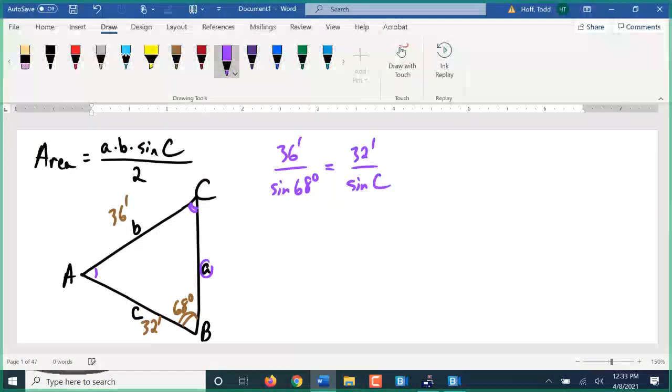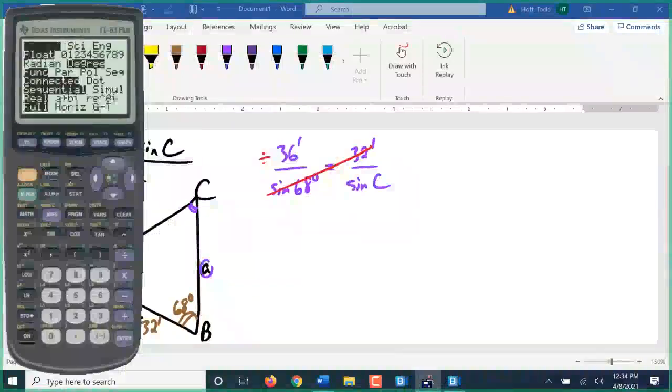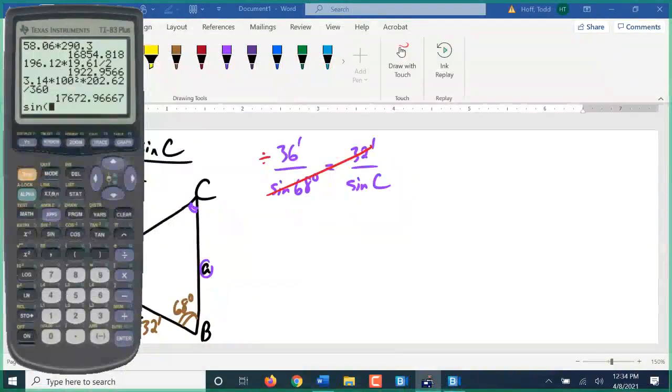Now we are safe here because 32 is smaller than 36, so its opposite angle has to be smaller. So we know that C is smaller than 68 degrees. Why is that important? Well, we know that C is an acute angle, so we don't have to worry about doing the supplement when we do the inverse sine. So we are going to cross multiply and divide here. My modes are set right. They are. So sine of 68 degrees times 32 divided by 36 gives us 0.8242.